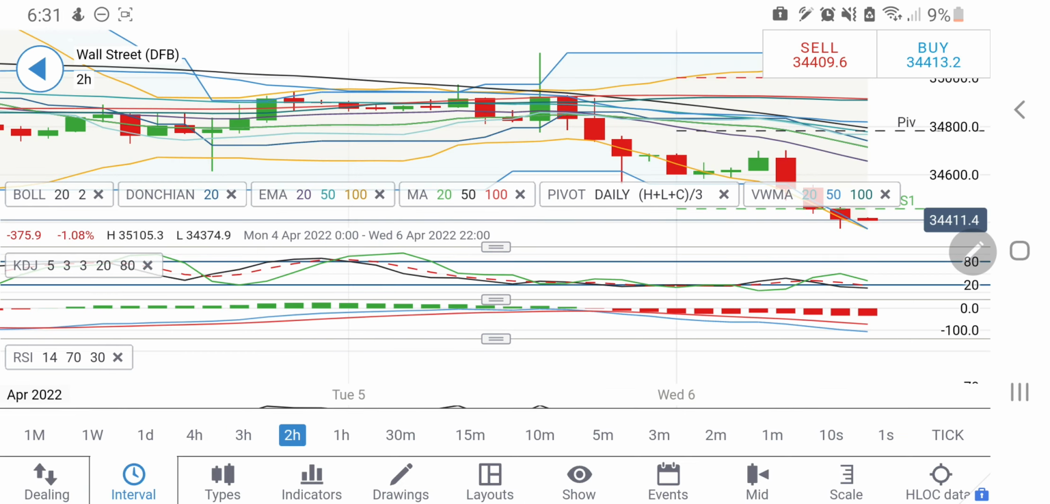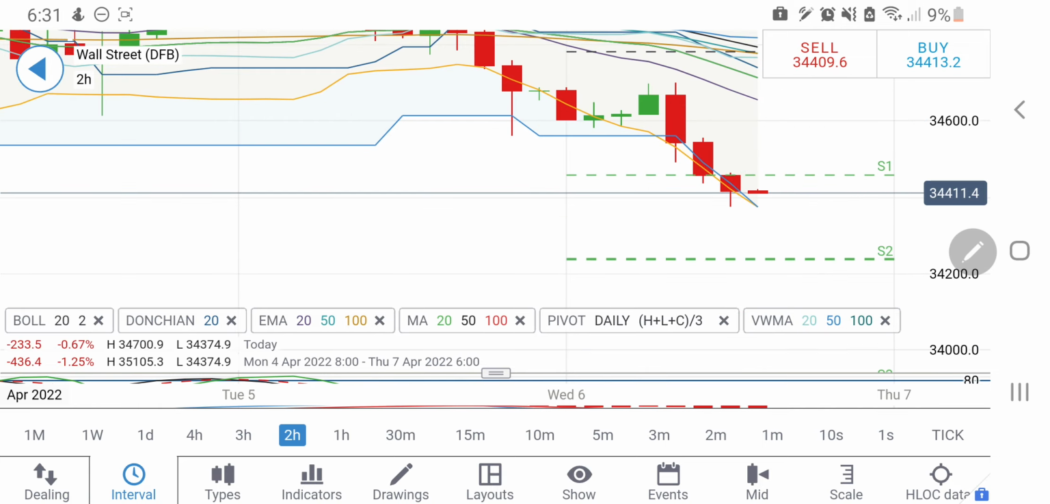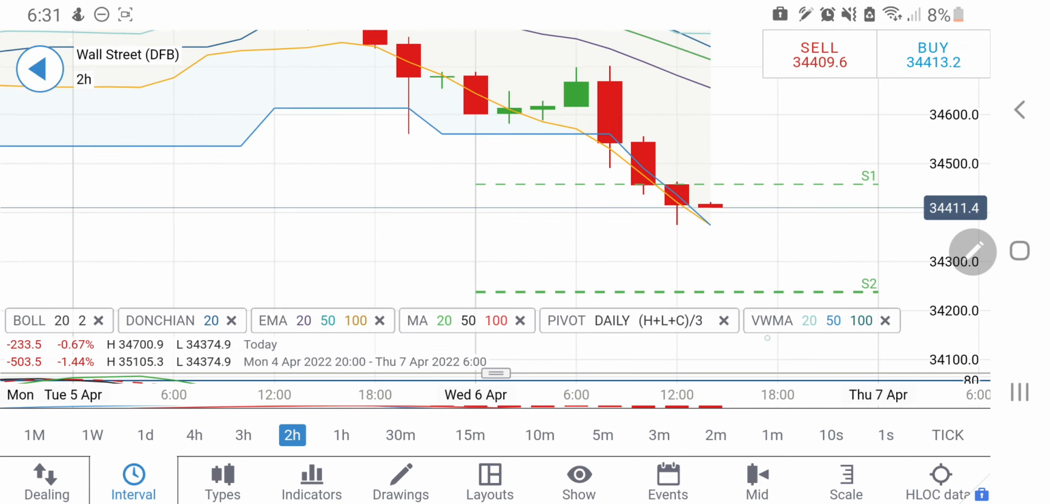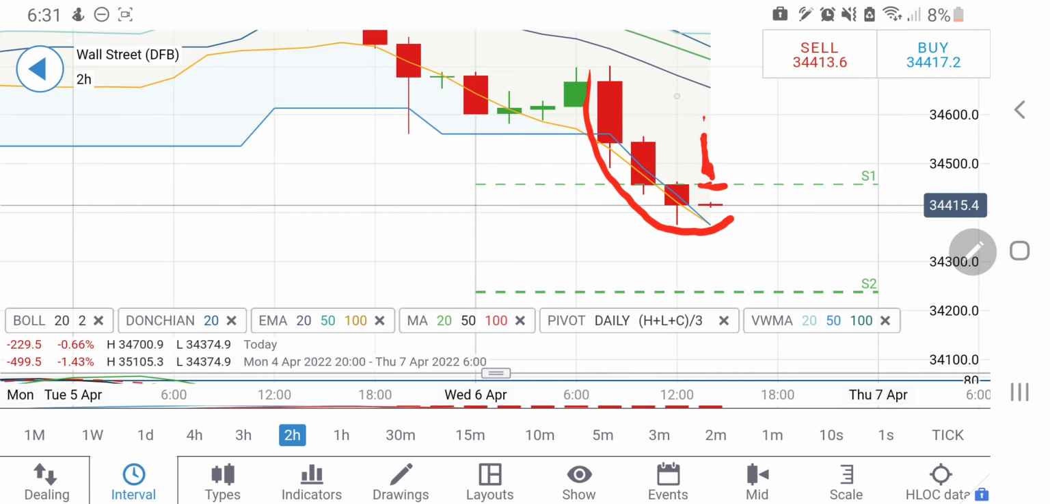On the 2-hour charts, the candle has just begun, and see the candle size is diminishing here. So possibly from here, if you see it trading above 34460, one can take a long position. One can expect that it may try to form this formation where it can try to achieve 34600 levels. So this is very much possible.